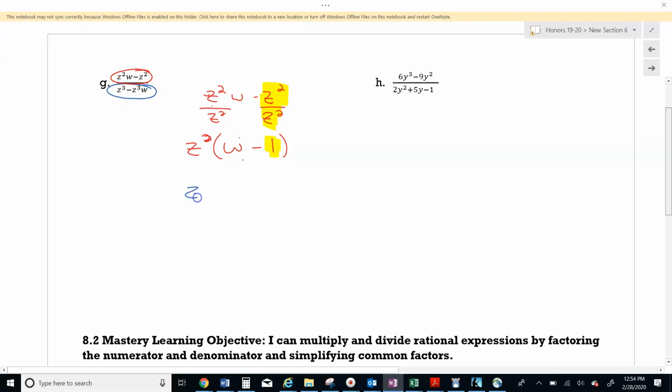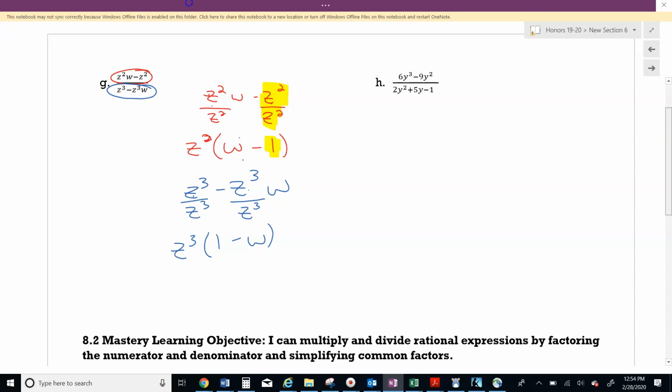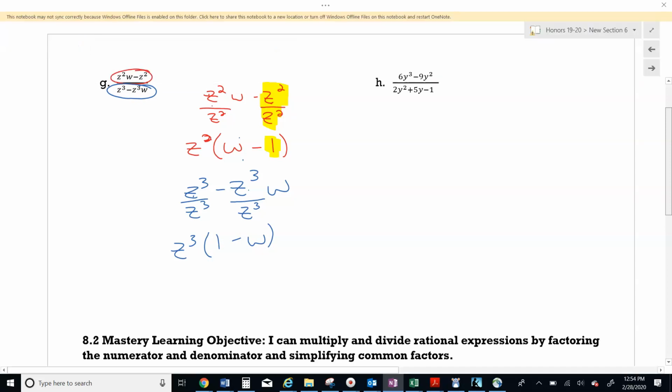Here, I have z cubed minus z cubed w. These both have a z cubed in them. I'm going to take that out. It comes on the outside, and I am left with 1 minus w. So now I have z squared times w minus 1 and z cubed times 1 minus w. Oh, I said we were done with new weird things. This is one last new weird thing.